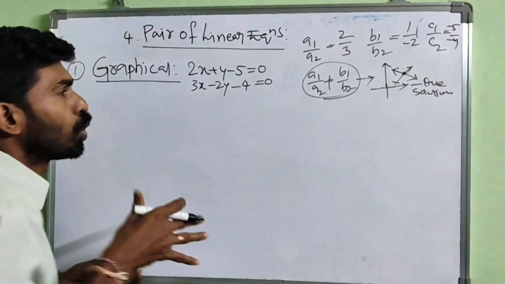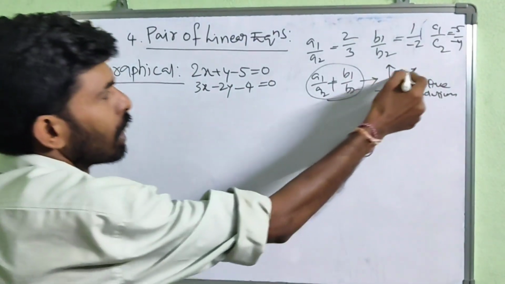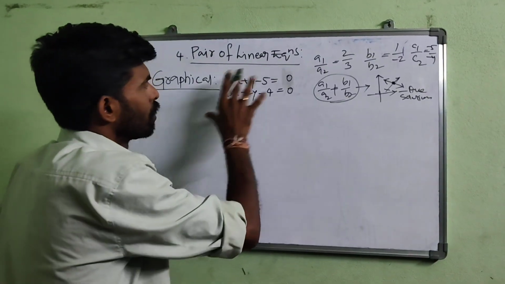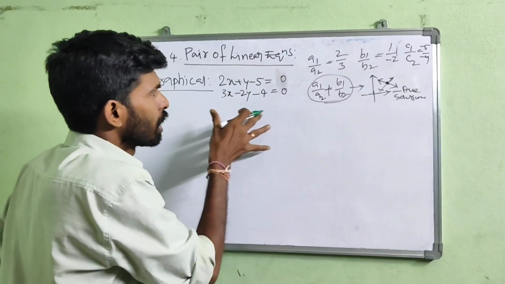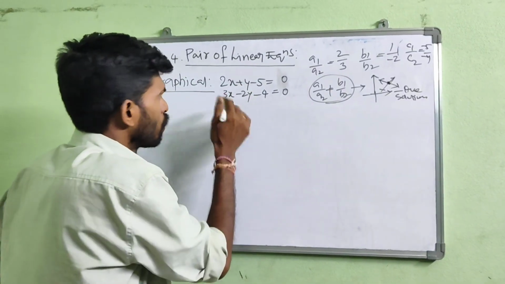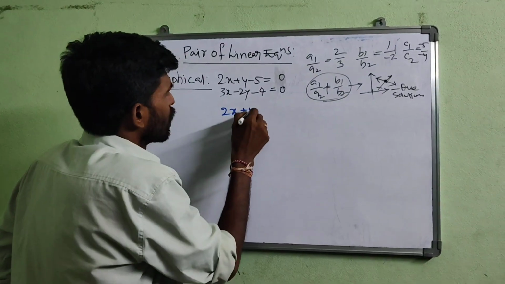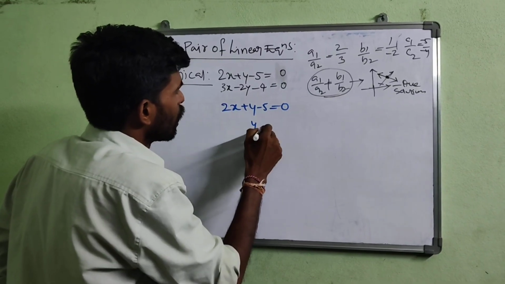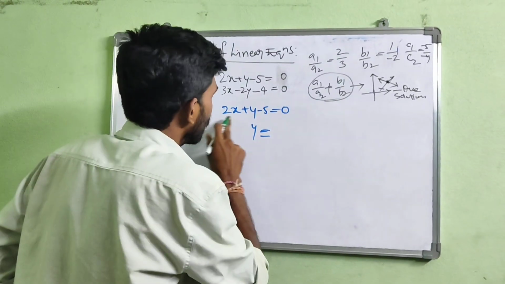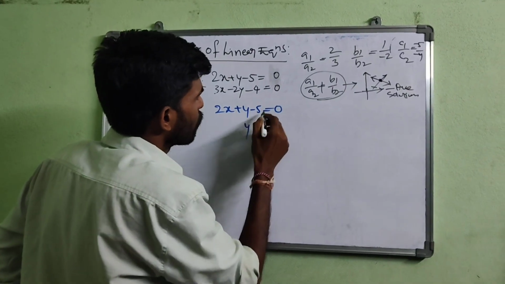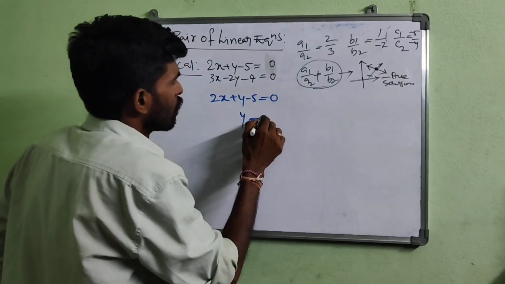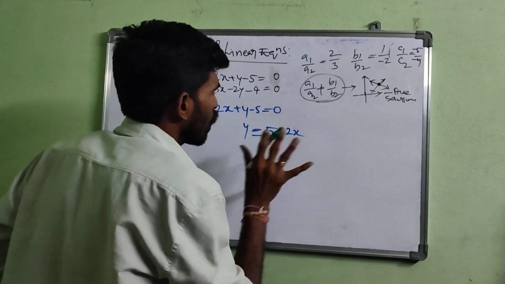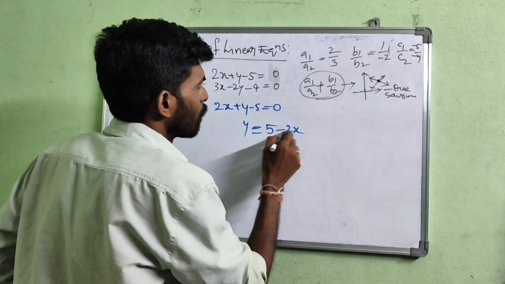Okay, now how do we find this by using the graph? In the graphical method for the pair of linear equations, we need to separate y and x. See, 2x plus y minus 5 equals 0. What is the y value? Take y to the left side and everything else to the right side. Minus 5 will be plus 5, and plus 2x will be minus 2x. Now, y is equal to 5 minus 2x.